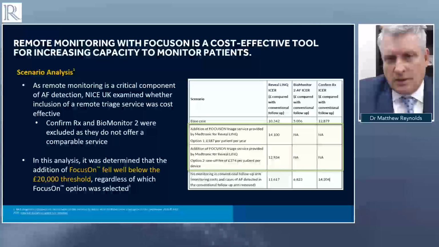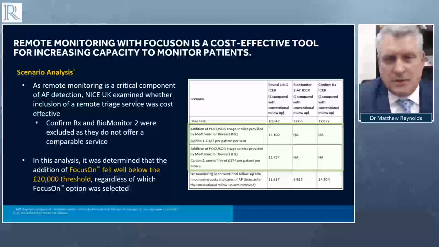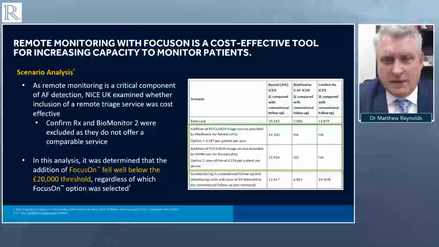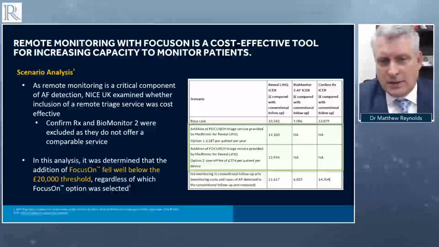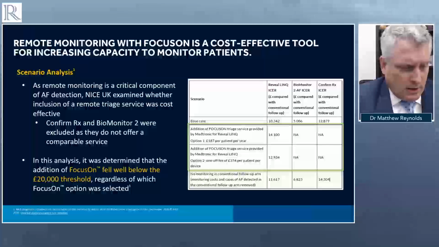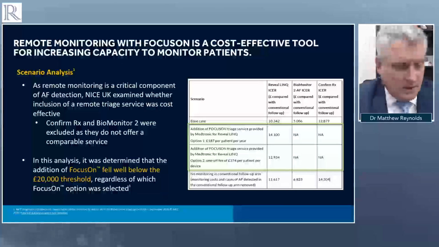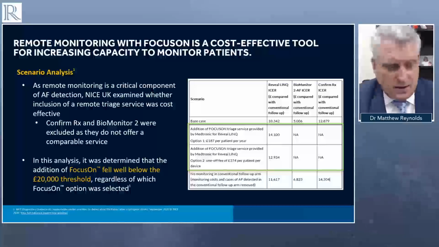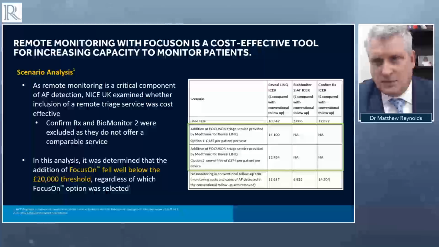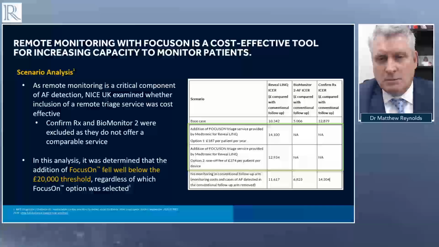This is shown in the first column of data, where the base case estimate for the ICER increases from around 10,000 pounds per quality gained into the 12 to 14,000 pound per quality range under two different pricing models. One where it's an annual fee, 187 pounds per patient per year for the FOCUSON service, and the other where it's a one-time fee essentially for the life of the device, which is expected to be at least 3 years in most patients.